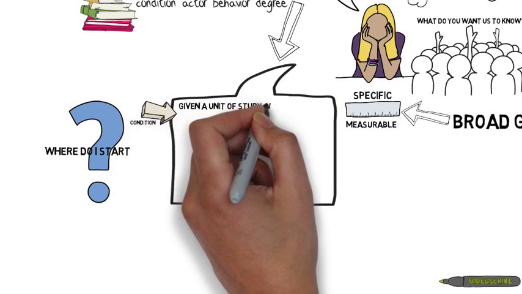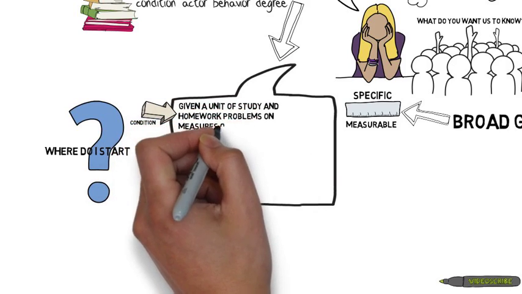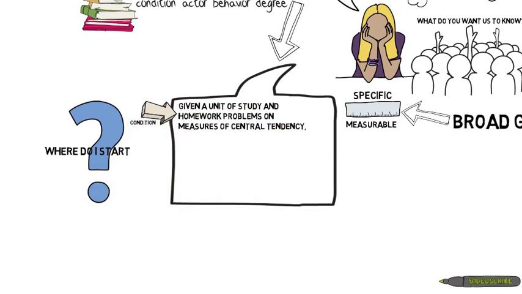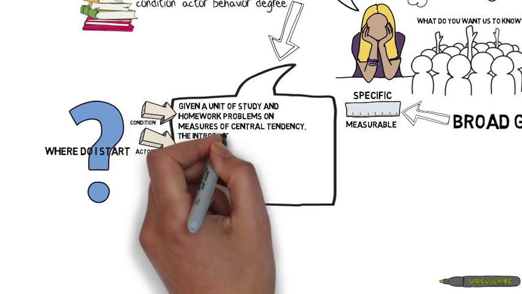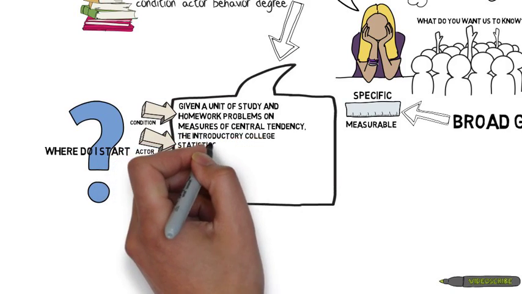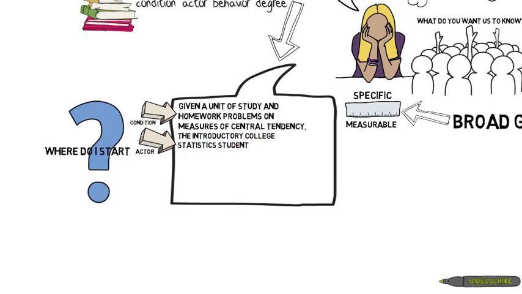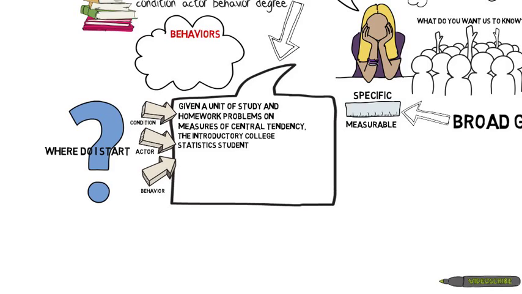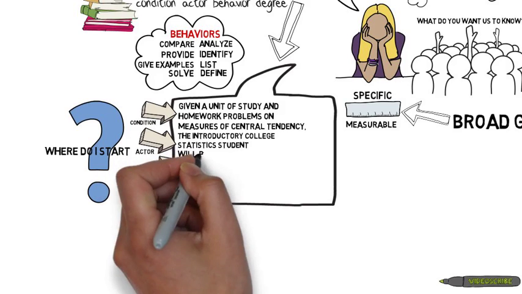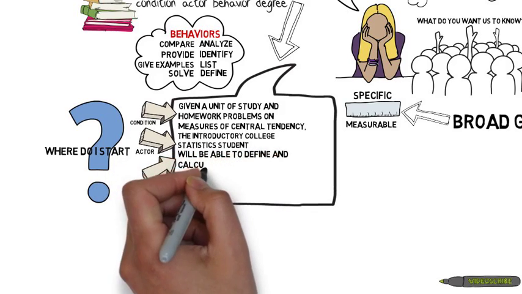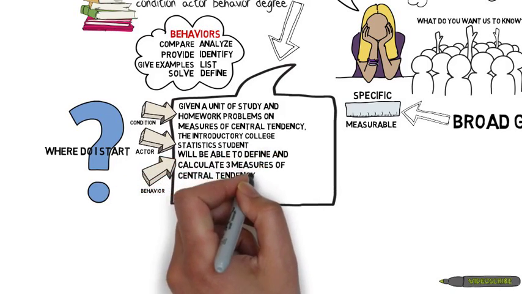Given a unit of study and homework problems on measures of central tendency, okay, now we'll add an actor, which is really a student. The introductory college statistics student is our actor. Next, we need to add a behavior. This is what you want your students to be able to do after completing the condition. Verbs like analyze, list, provide, compare, identify, give examples, define, and solve are a great start. We'll be able to define and calculate 3 measures of central tendency.